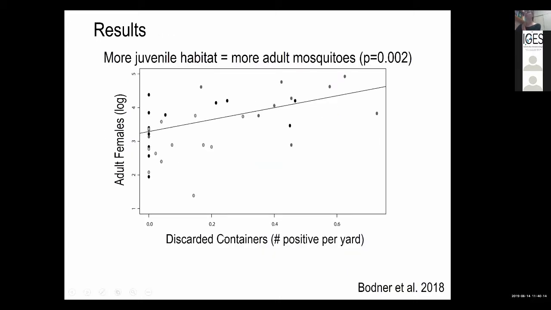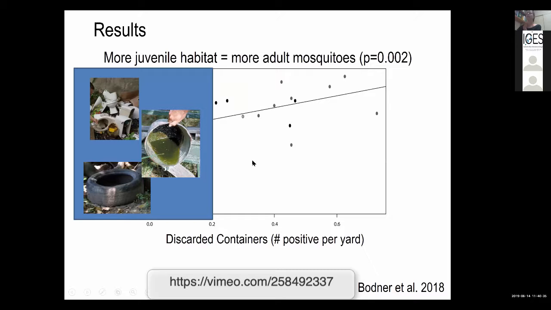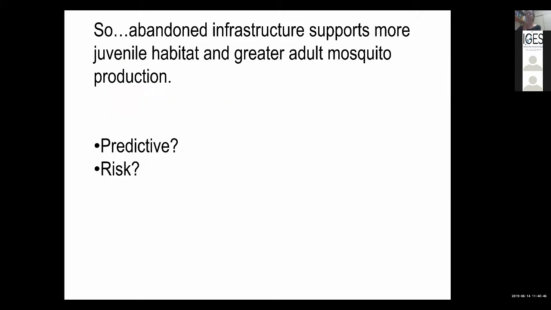Where we do see more, this is discarded containers that had larvae. So where we saw more discarded containers with larvae, we also saw more adults. This is at the block scale. So blocks that had more juvenile habitat are where we sampled more adults. This is albopictus. That was significant. It's done by a master's student that I worked with, Danielle Bodner. And so these are those kinds of discarded habitats. If you find more of these on a block, we also would then sample adults, and we found more adults on that block. So positive relationship. And so we know that abandoned infrastructure supports more juvenile habitat and greater adult mosquito production.